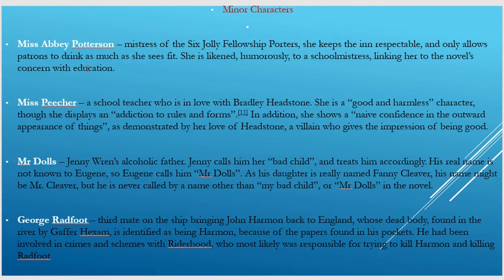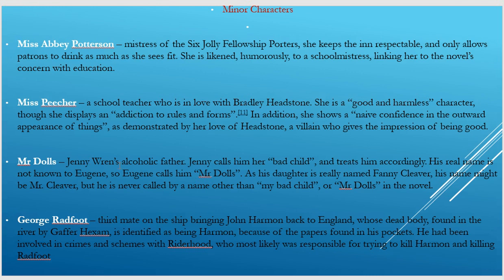And later we have a few more characters. I think that's the last of the minor characters. We have Miss Abbey Potterson, mistress of the Six Jolly Fellowship Porters, and we have Miss Peecher, a schoolteacher who is in love with Bradley Headstone. She is good and harmless, so we just need to know she is in love with Bradley Headstone, and that's it.